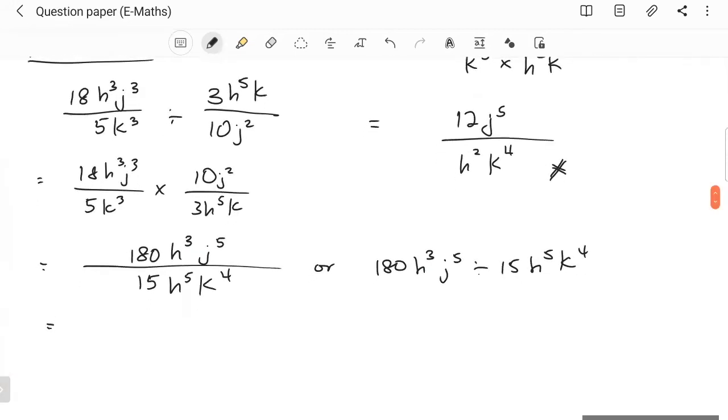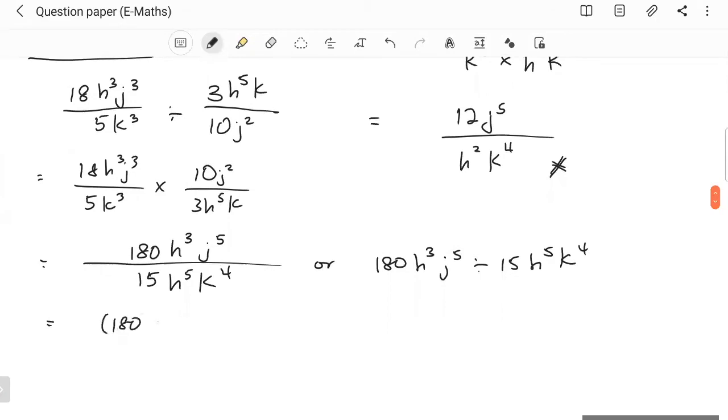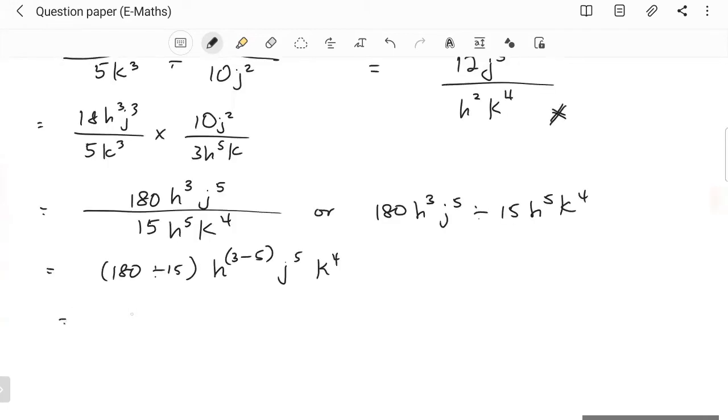Because essentially what we have is 180 divided by 15. Okay, then we have h to the 3 minus 5. Then we will have j power 5 k power 4. Then it's the same thing. So 180 divided by 15 is 12. Then since h will eventually give me -2, it will be h power 2 at the bottom. Then we will have j power 5 on the top and k power 4 at the bottom. So that is how different students do their indices.